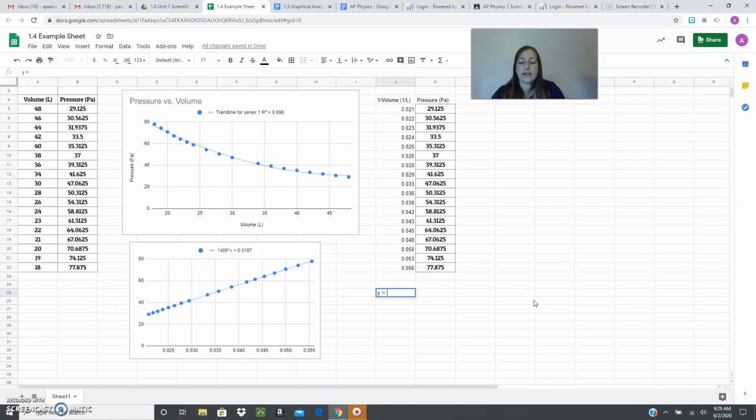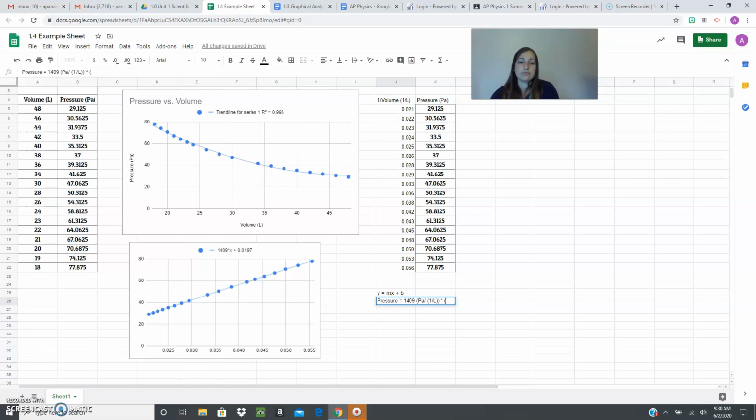All right, so we have y equals mx plus b, but we know what y represents, so we have pressure is equal to 1409, and then we have to have units here. That's going to be the units for what we actually graphed, so we have pressure divided by 1 over liter. Now, at this point, you can simplify that if you would like. I also would be fine if you just left it in the complex fraction for now. Either one is fine.